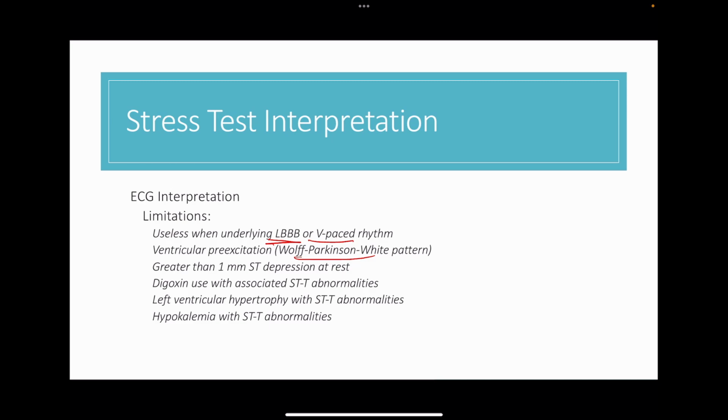If they already have 1 millimeter of ST depression at rest, don't stress them because you don't know what's going on with that. If they have digoxin with ST wave abnormalities, or left ventricular hypertrophy with ST wave changes, remember that with left ventricular hypertrophy they can get T wave strain where the T wave flips. If you see a flipped T wave, don't stress them because the EKG will not show you anything worthwhile. Hypokalemia alters your T wave. That's going to mess up how the ST segment looks.